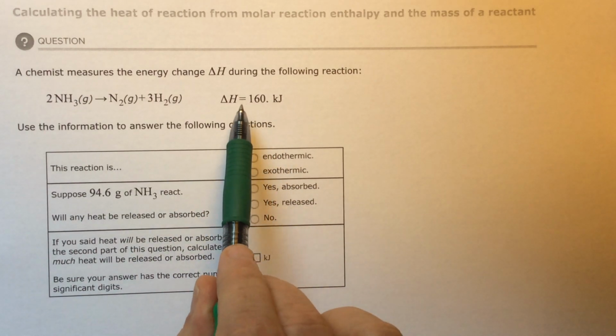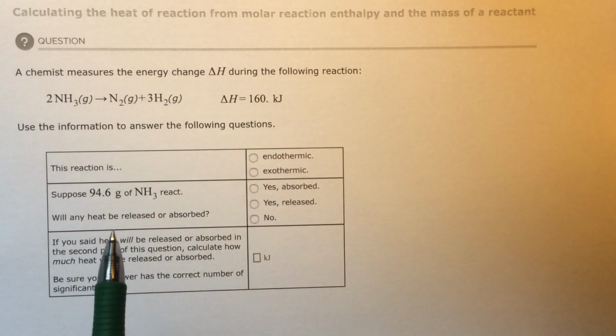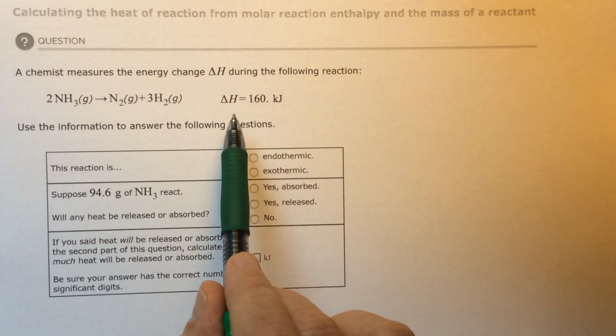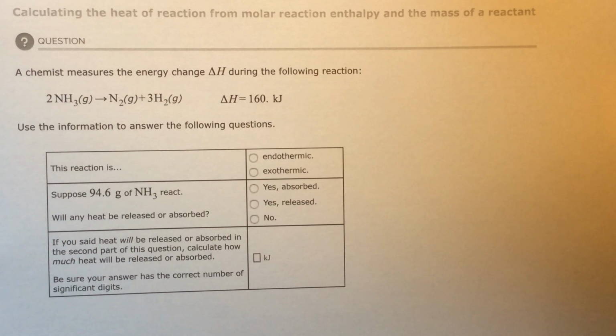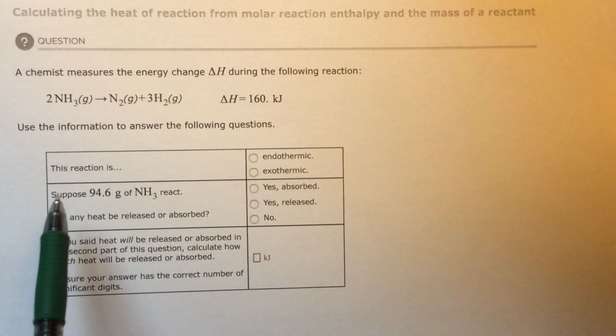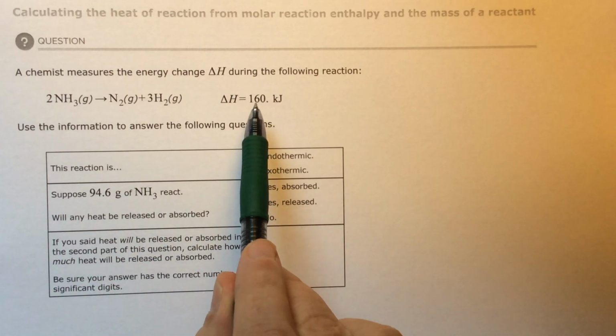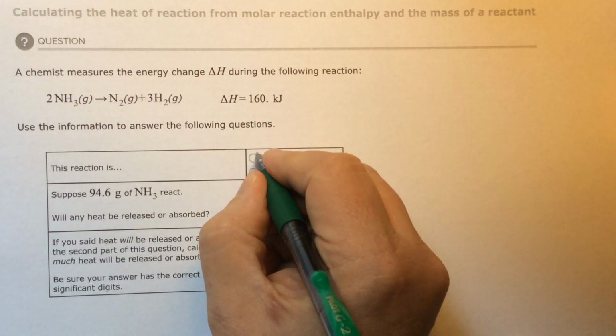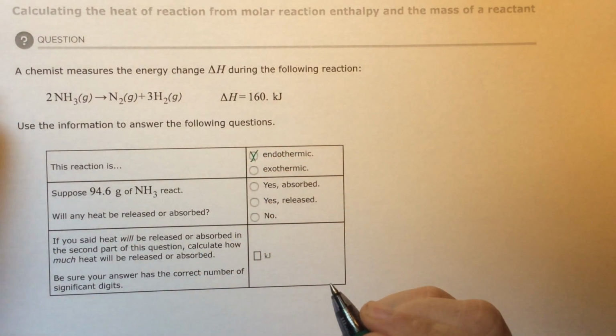Okay, so it's a positive number. That's endothermic. A negative enthalpy is going to be exothermic. So your first question, this reaction, if this is positive, it's going to be endothermic. That's your first one. That's easy.